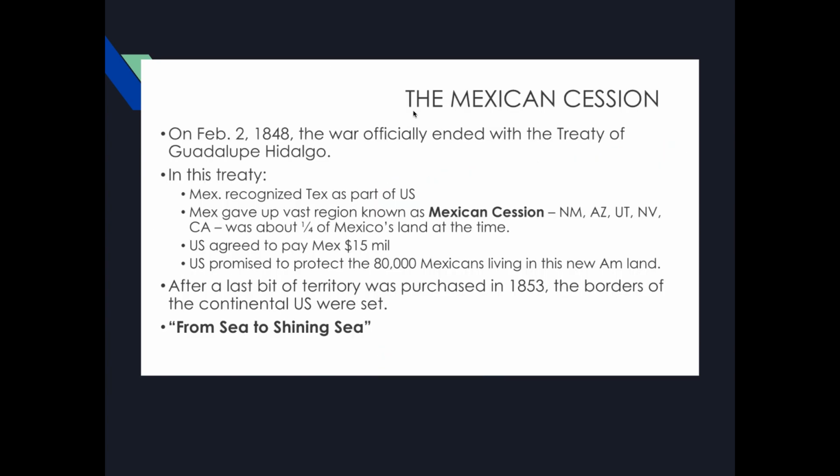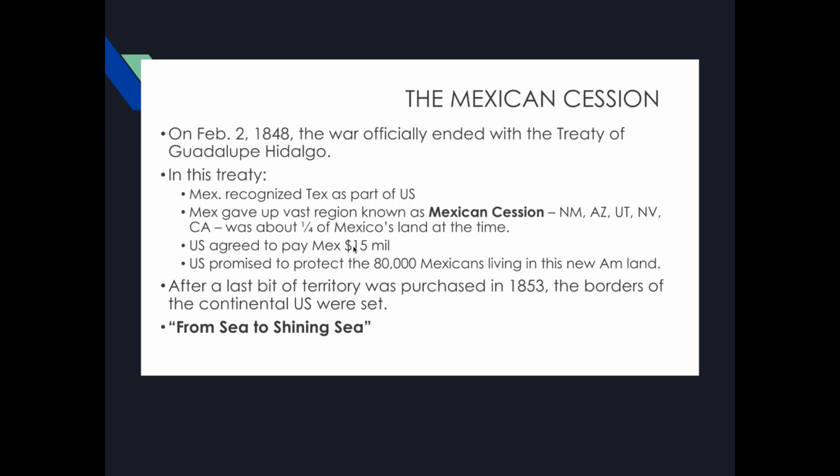So we have the Mexican Cession. What was the Mexican Cession? Or we can say, how did Mexico cede land? On February 2nd, 1848, the war officially ended with the Treaty of Guadalupe Hidalgo. In this treaty, Mexico recognized Texas as part of the U.S. Mexico gave up the vast region known as the Mexican Cession. That included New Mexico, Arizona, Utah, Nevada, and California. It was about a quarter of Mexico's land at the time, so it shows you how vast it is.